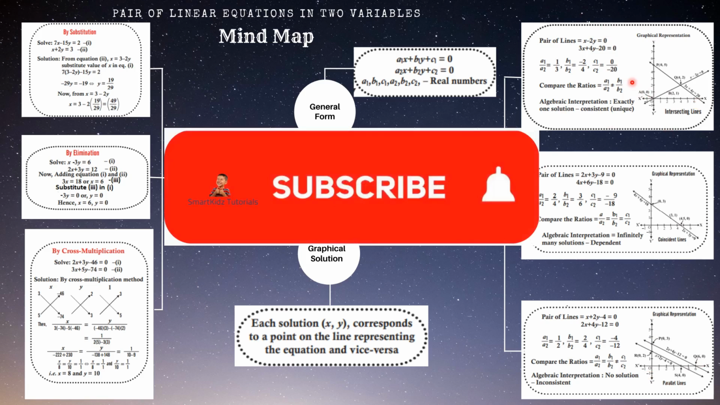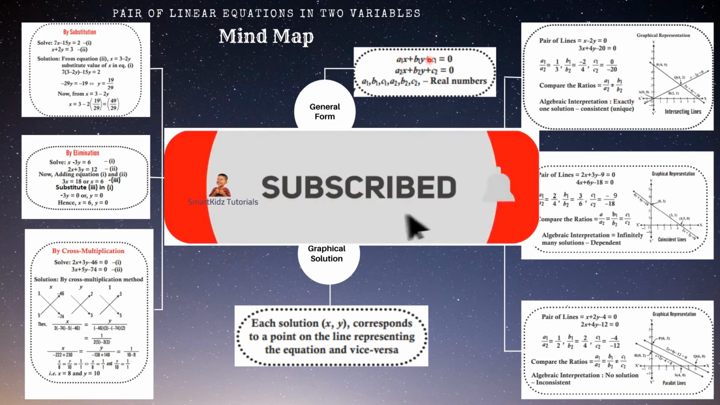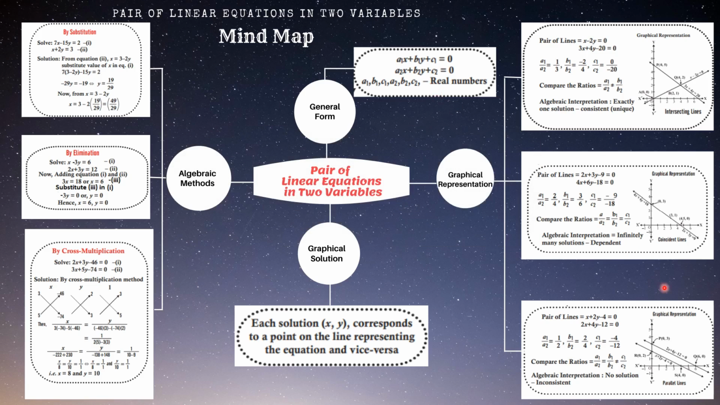So this was about the graphical representation of a pair of linear equations in two variables. Finally, we move on to the algebraic methods, which you are more familiar with, which we use all the time, more convenient, and easier to find out the value of x and y. We use these algebraic methods directly to find out the value of x and y, and also if we are given word problems, then we can use any one of these methods.